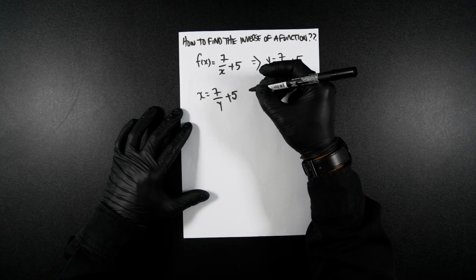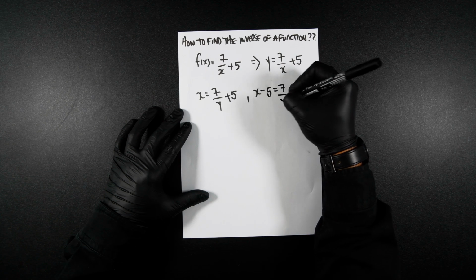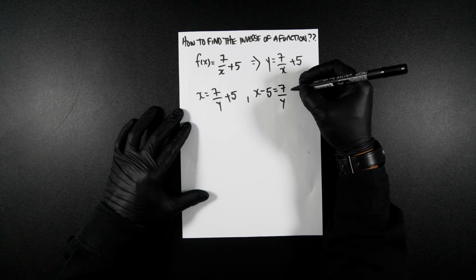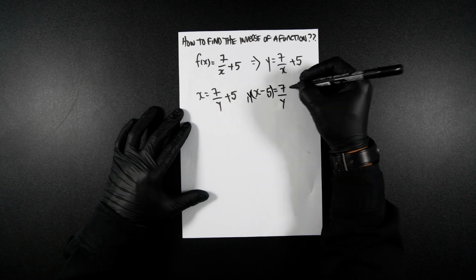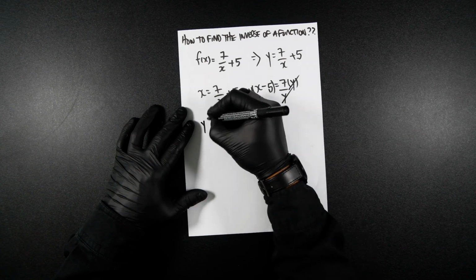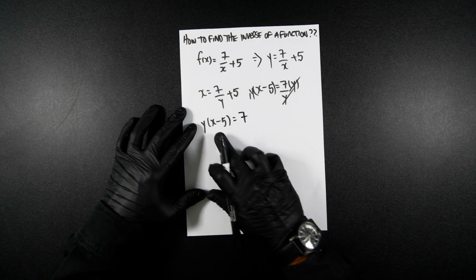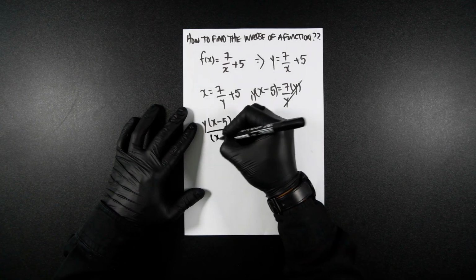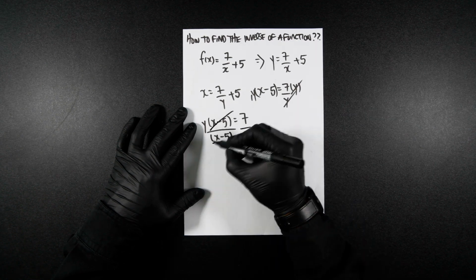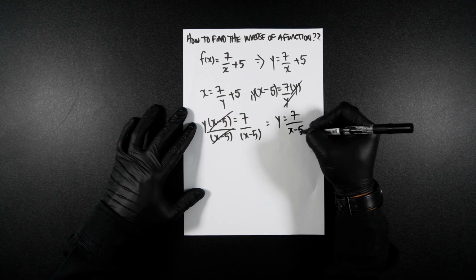Let's first subtract 5 from both sides. So you're going to get x minus 5 equals 7 over y. If we now multiply both sides by y, these will cancel out and I will have y times x minus 5 equals 7. We now can divide both sides by x minus 5, and these will cancel out. So then you're going to get y equals 7 over x minus 5.